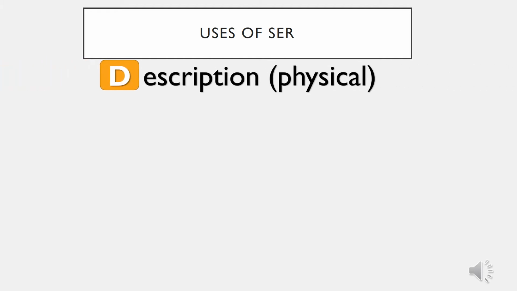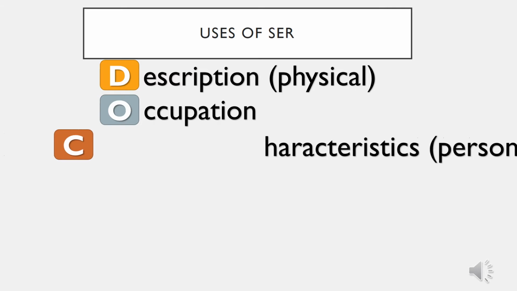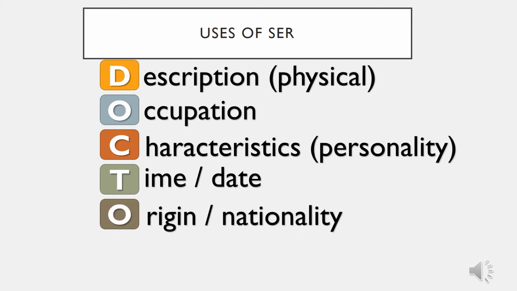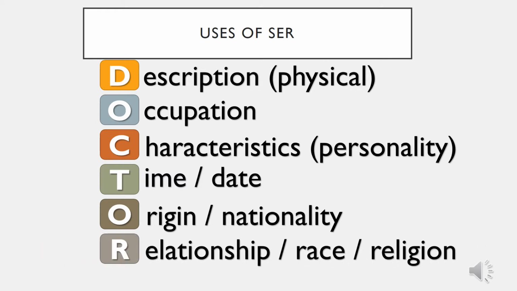To remember when to use ser, we want to remember the word doctor. Doctor stands for description, someone's physical appearance, we use ser. Occupation, their profession, like being a teacher. Characteristics, which talks about their personality. The time and the date. Origin, or nationality, where they're from. And the R stands for a couple of things: relationship, race, and religion. So in all of those situations, we need to use ser.